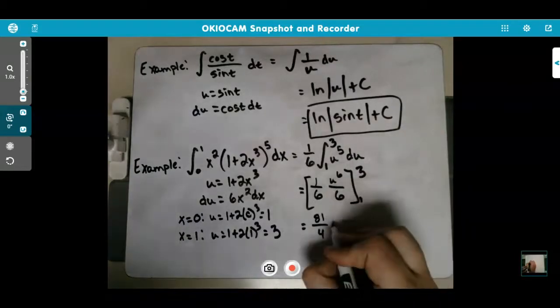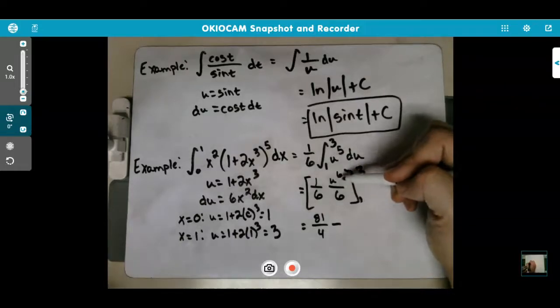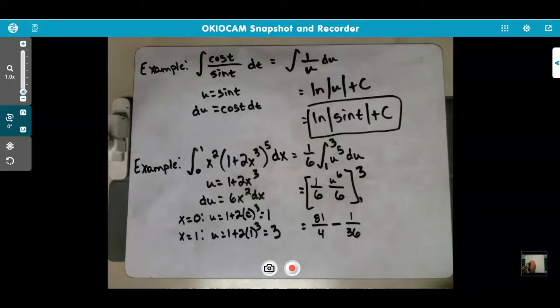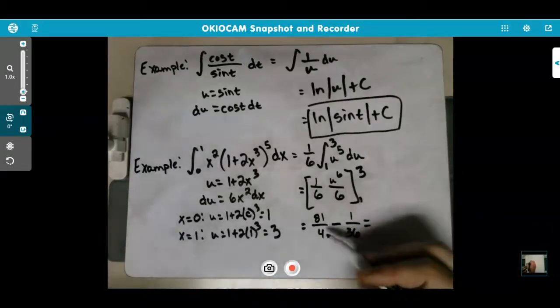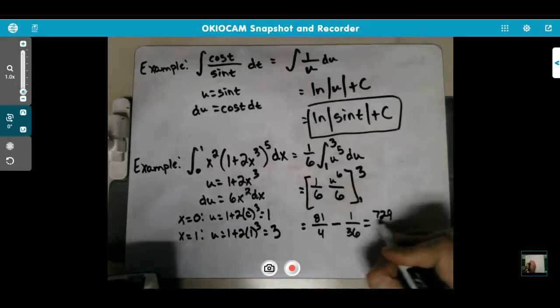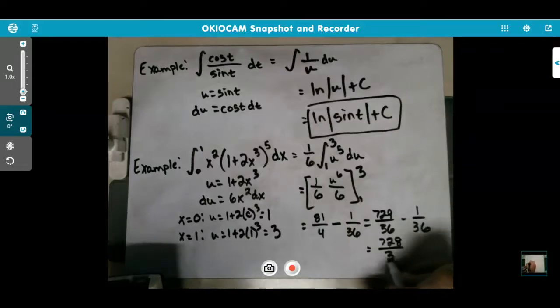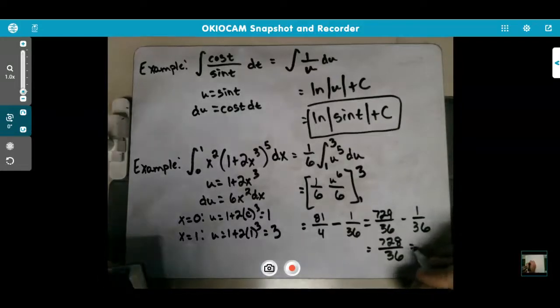Now if I plug in a 1 and subtract that, 1 to the 6 is equal to 1, so that's 1 over 36. We need a common denominator, which would be 36, so let's multiply that by 9. 729 over 36 minus 1 over 36 gives you 728 over 36, which reduces down to 182 over 9.